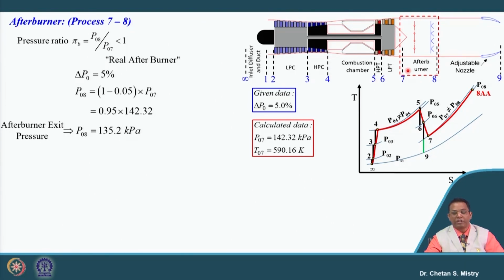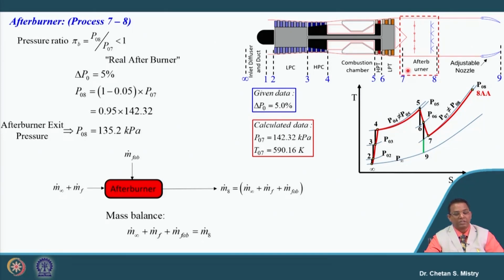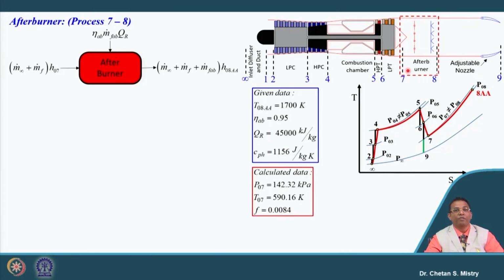Now temperature T08 is known to us. Here in this case we can say this is my mass balance, and in line with that we can write down our energy balance. Suppose I consider this as my control volume, the amount of energy coming out from the turbine is (M infinity plus MF) into H07.